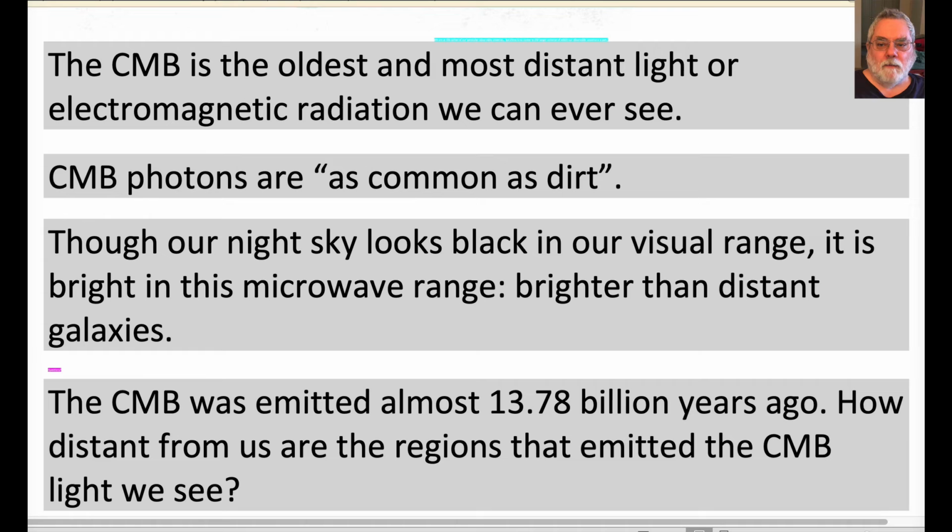How distant from us are the regions that emitted the CMB light we see? I think most learners like us tend to reply that those regions must be 13.78 billion light years away because that light has been traveling 13.78 billion years. But this is wrong because the universe has been expanding continuously throughout that period.